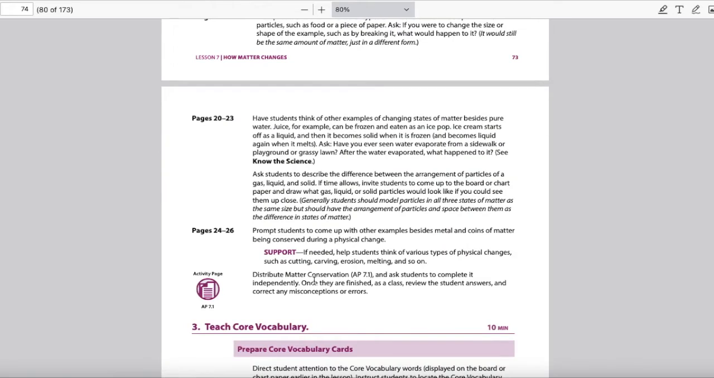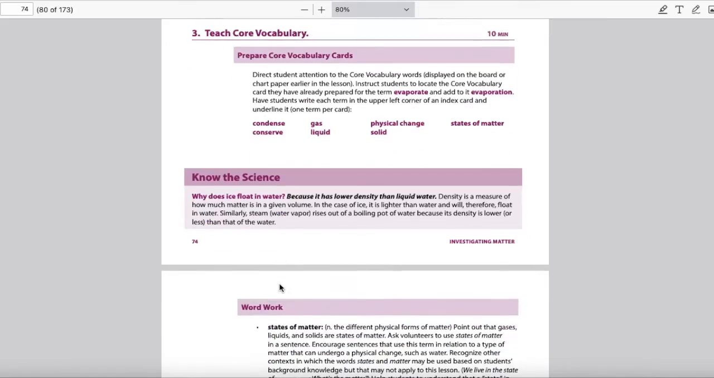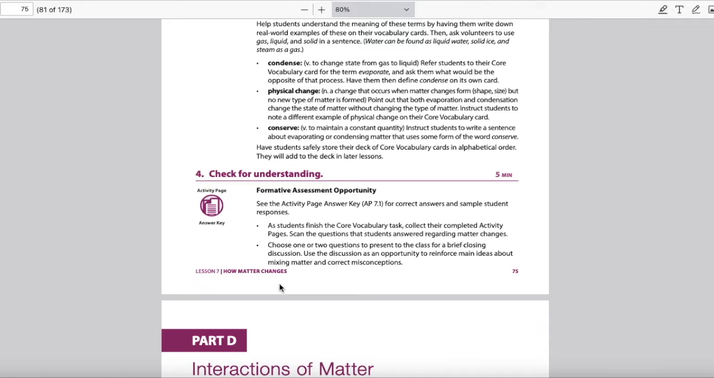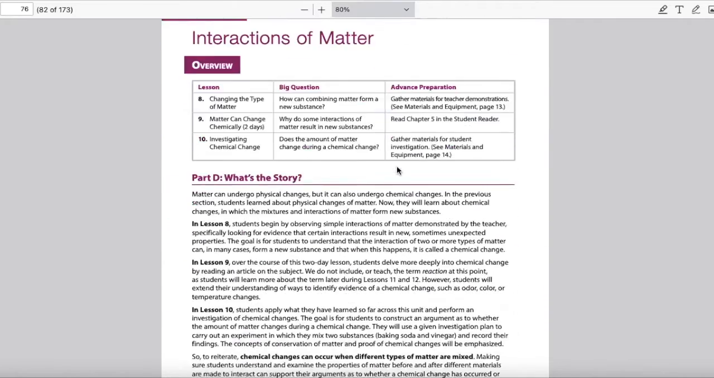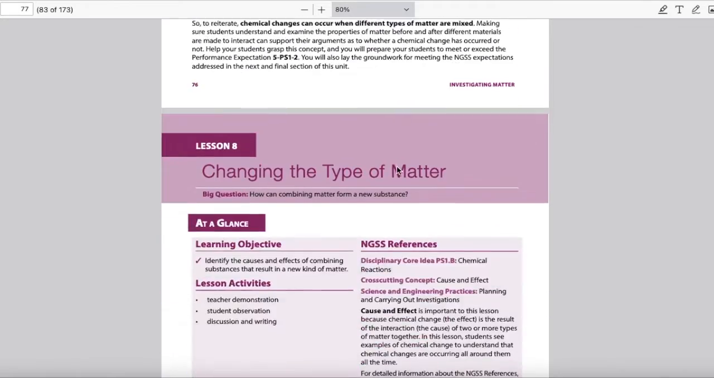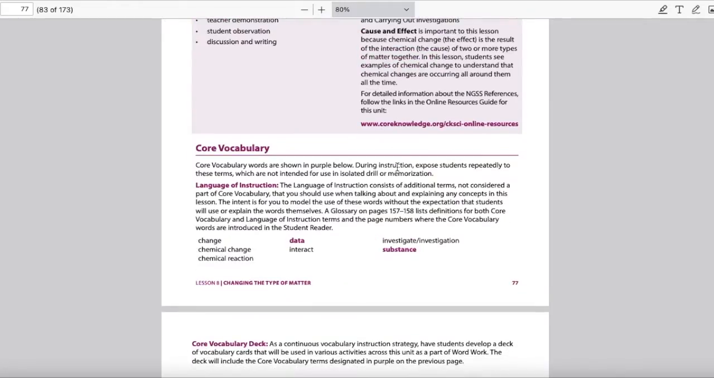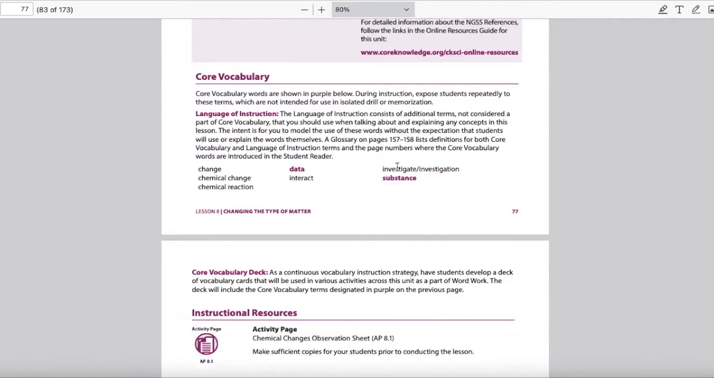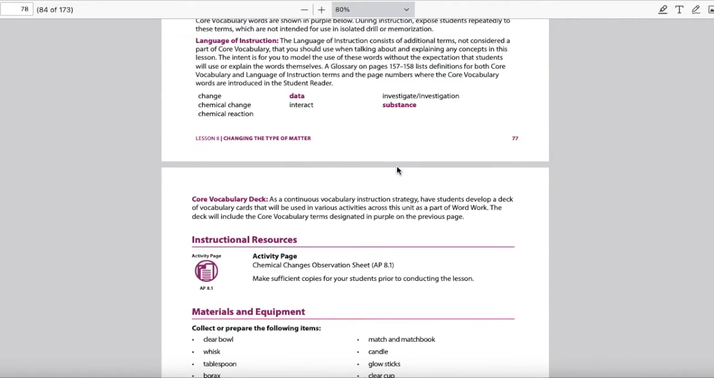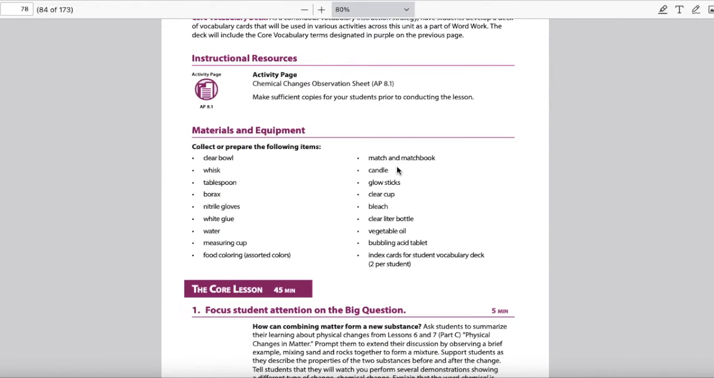So one of the days we go through the chapter, ask the questions, and then we'll do the demonstration, which would be 7.1. But that would be 2 days I broke into there, and then the next lesson would be 8. And this is looking at how combining matter forms a new substance. So you can see there were different demonstrations we did for this.